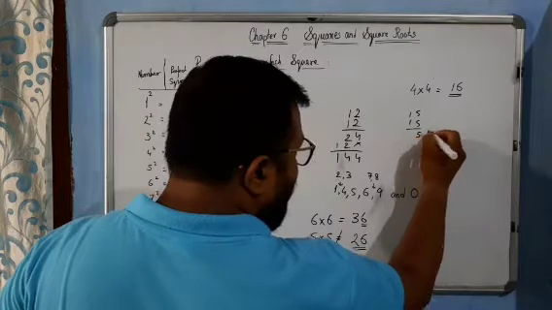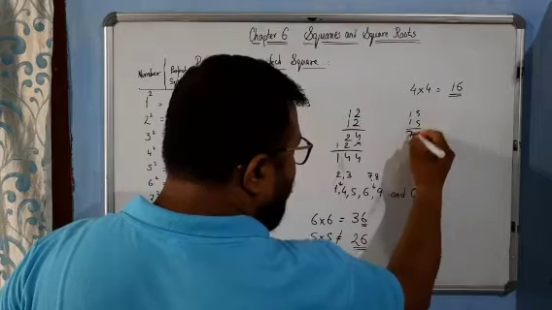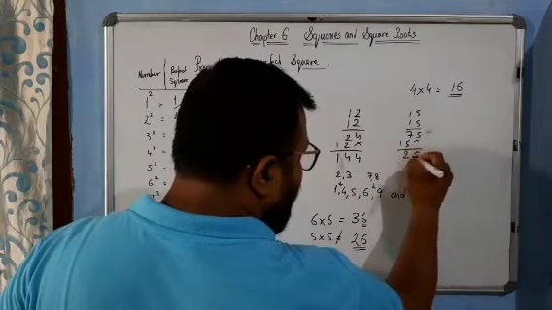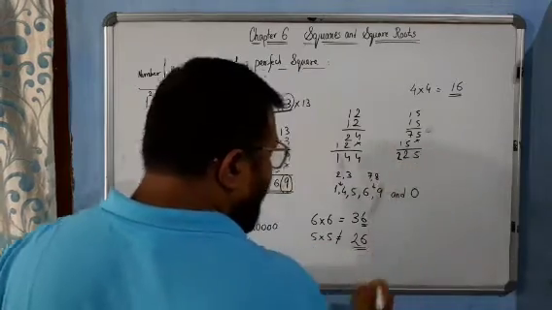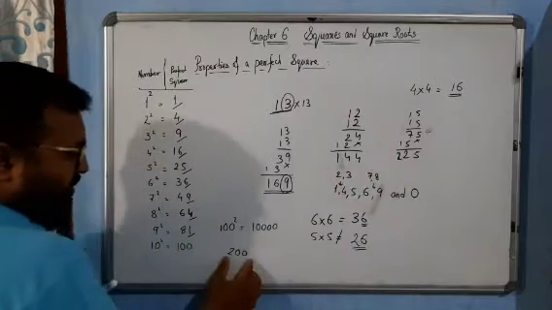525. 5 2 is 25, 5 6 is 30, 5 7 is 35, then 5, then 1. 5 2 carry 1, 225. So if you make a square of 15, you are getting 225, not 200.